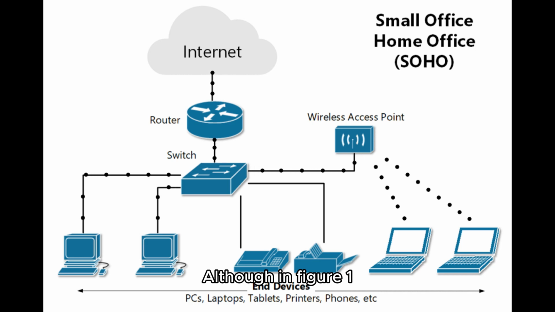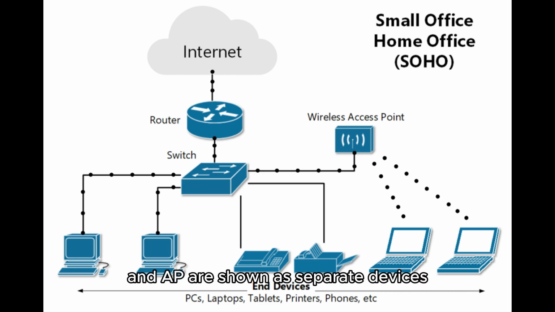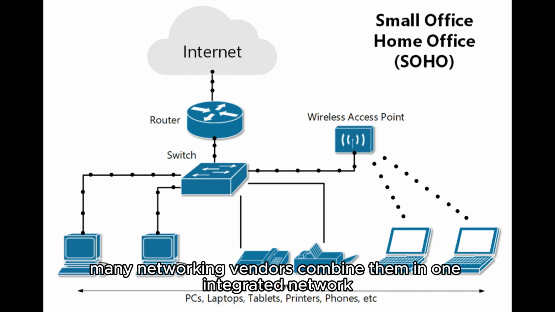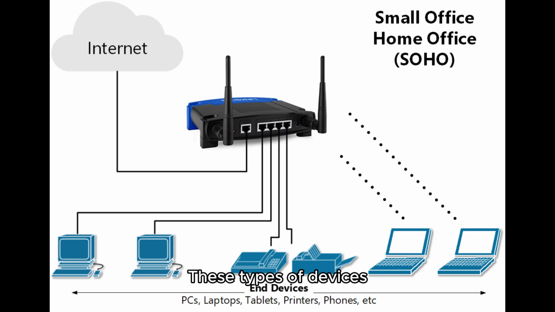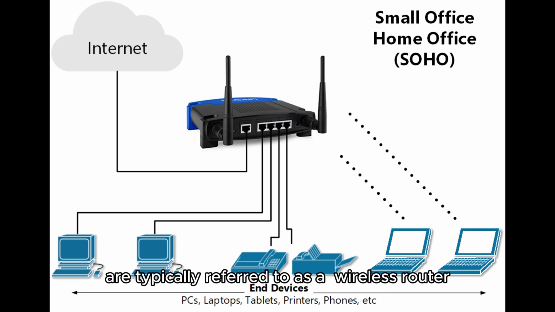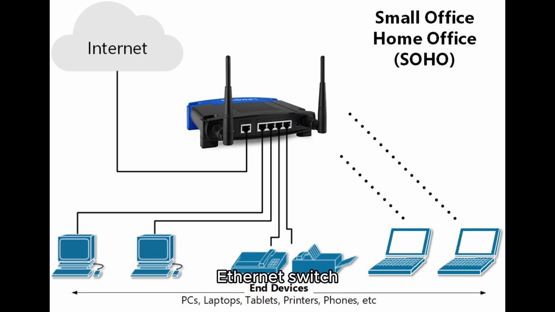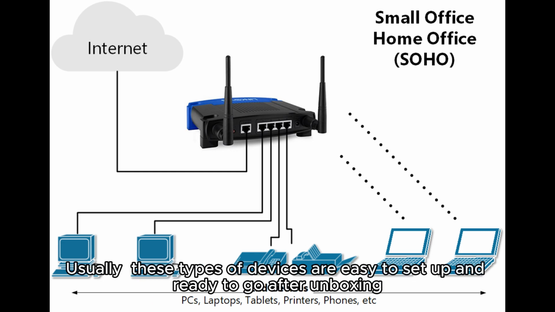Although in Figure 1 the switch, router, and AP are shown as separate devices, many networking vendors combine them in one integrated network device specifically built for the SOHO LAN market. These types of devices, shown in Figure 2, are typically referred to as a wireless router, as they combine a 4-port Ethernet switch, wireless access point, IP router, and a firewall into an all-in-one device. Usually, these types of devices are easy to set up and ready to go after unboxing.